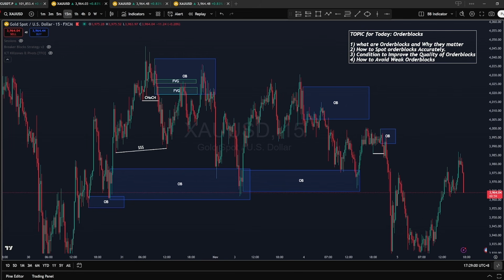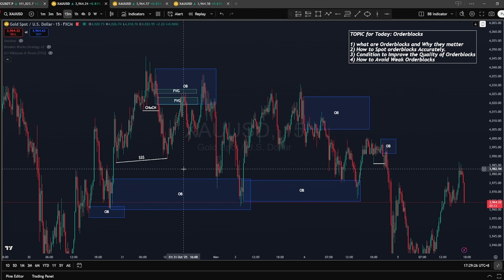But order blocks are basically areas where institutions like large banks and financial institutions pump in a lot of volume in the market to push price higher or push price lower. Now, every single day brand new order blocks are being created. And how do you look for them? How do you spot order blocks?